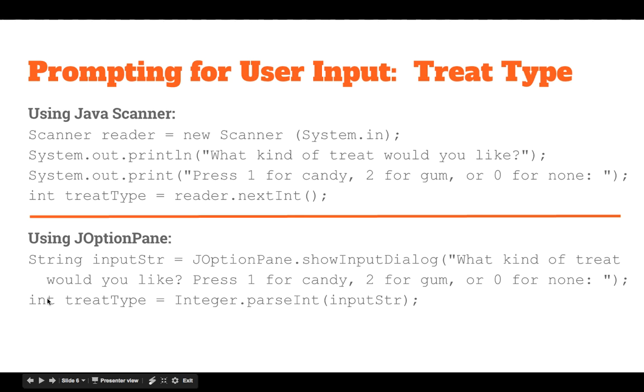And then I set an integer again, and it's called treat type, same as up there. And this time it's equal to Integer.parseInt, and then input string is in the middle. So you can see this is from here. It's the name of that variable when we set the string input. And so the only thing you need to get used to is typing. It's a little bit long here, but it's not that much longer than the System.out.println, and wait till you see how much nicer it looks on the screen.